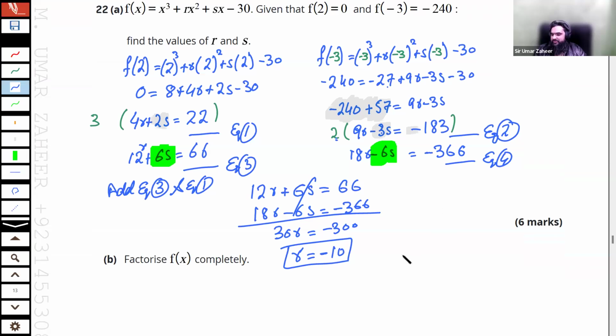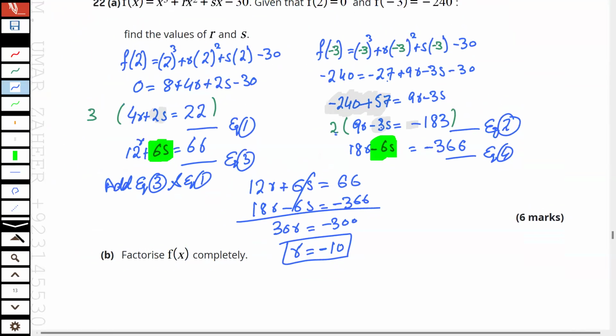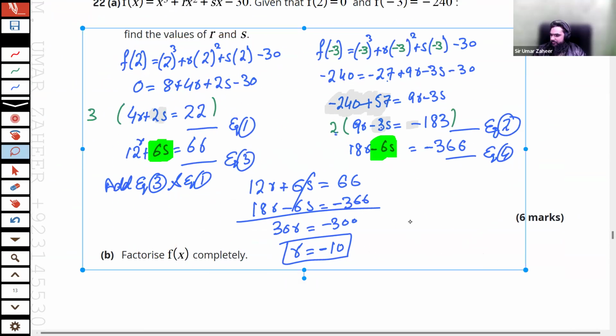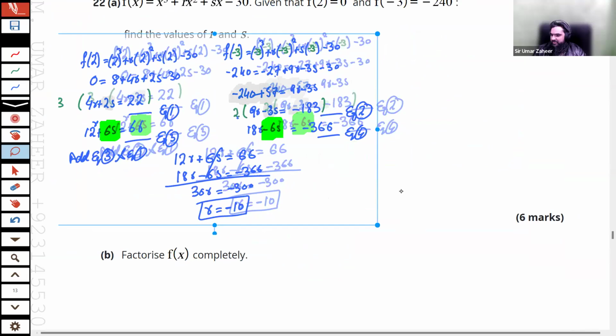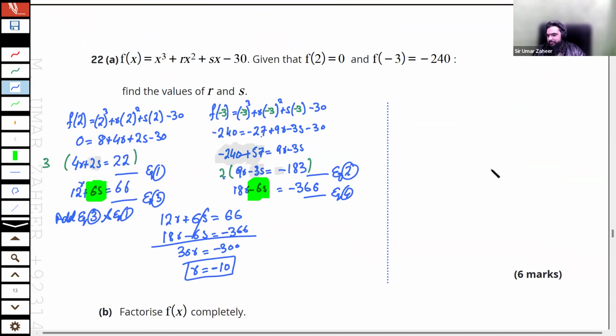Yes, everyone, any question till here? No, sir. So I have used the information and found the value of r. Now I'm going to use any equation. Let's say I use equation 1. You can use equation 2 as well. It's yours. Using equation 1, we have 4r plus 2s is equal to 22. So substitute the value of r, that is 4 times minus 10 plus 2s.